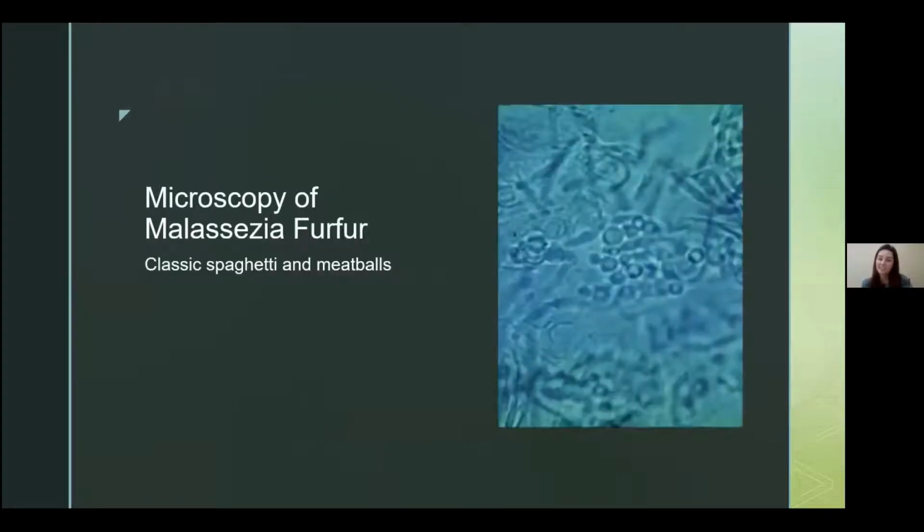So this is what it looks like under the microscope if you do a KOH stain. So you can scrape off some of the superficial skin cells on top and then look at it under the microscope. And this is what it would show. As you can see, you have these little circles that we call the meatballs, and strands that look like spaghetti. So this is something that you'll probably just remember because you end up seeing it so many times, and it has that very specific description that helps you remember it.